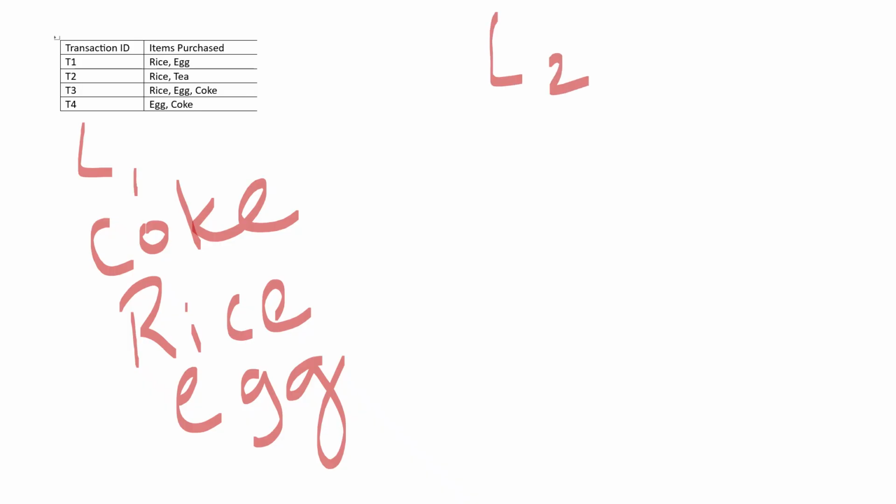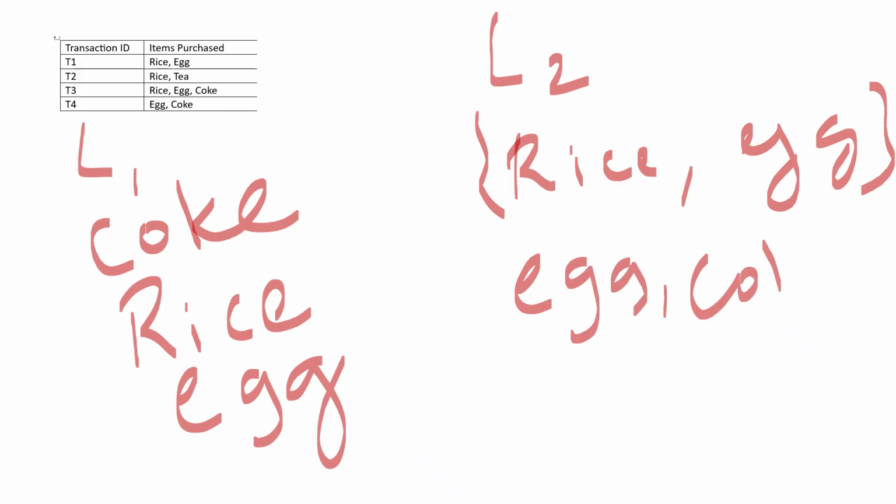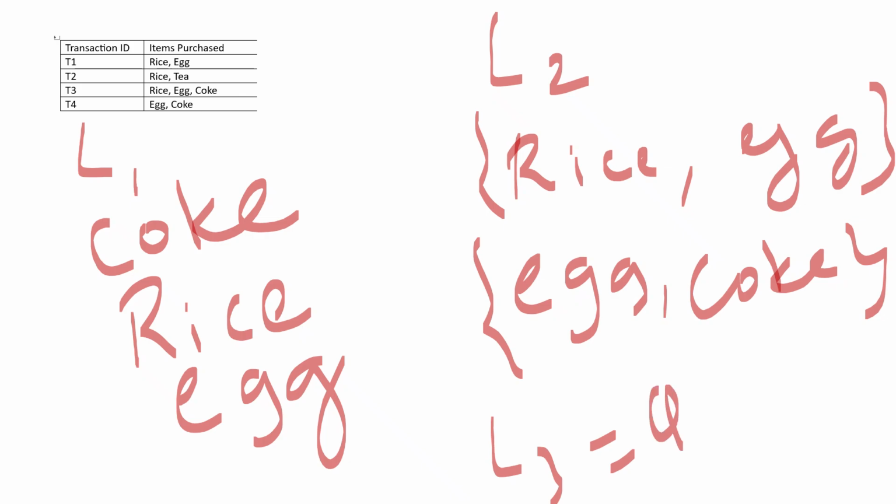Then my L2 is combination of 2 item sets which are frequently available. Rice, comma, egg and egg, comma, coke. So these are the frequent item sets according to this algorithm. So my L3 is empty here. So there is no need to list the L3.